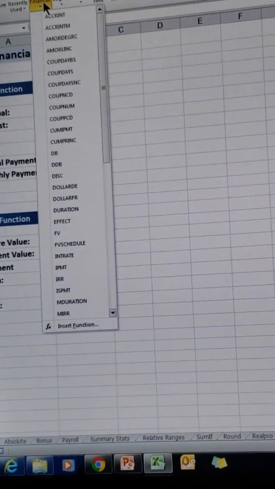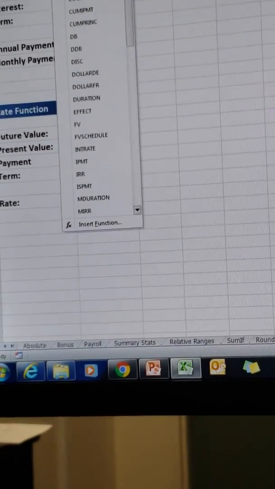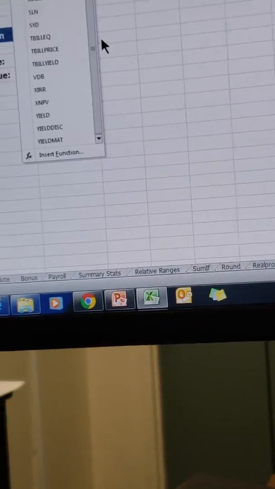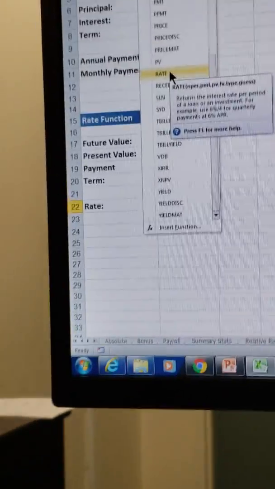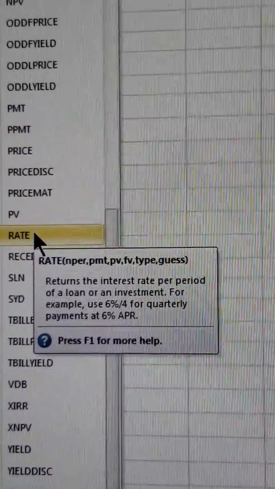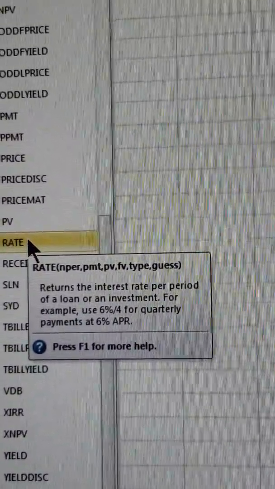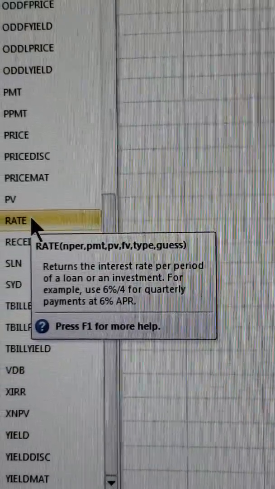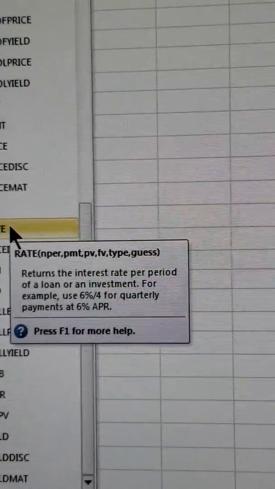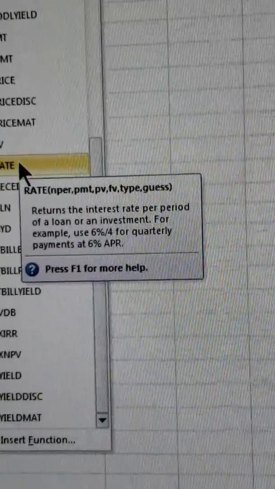So anyway, follow me. We're going to go up here to financial. Remember, it's under the formulas tab. We're going to go to financial, alphabetical order. Right here. Rate. What does it do? Returns the interest rate per period of a loan or an investment. Their example is 6% divided by 4 for quarterly payments of 6% APR. Make sense?